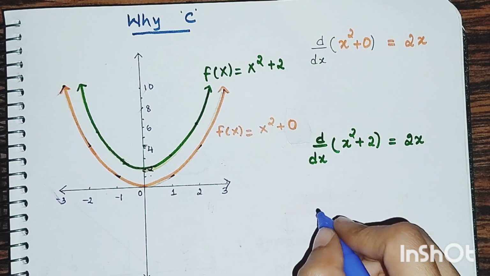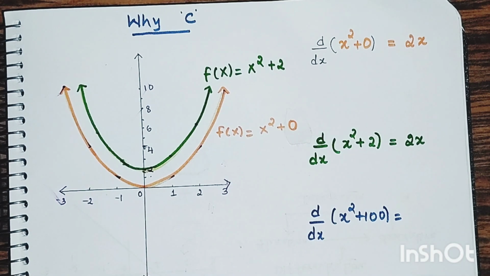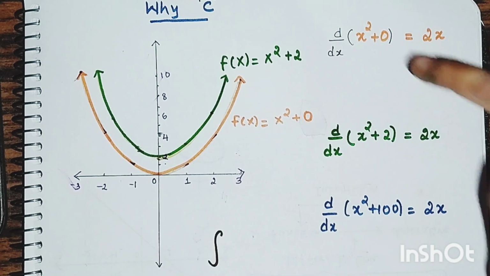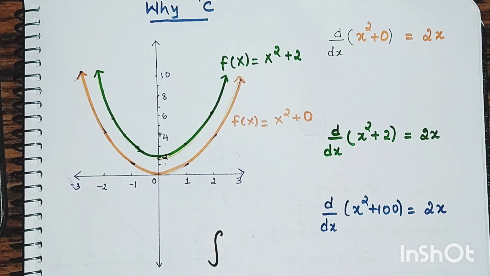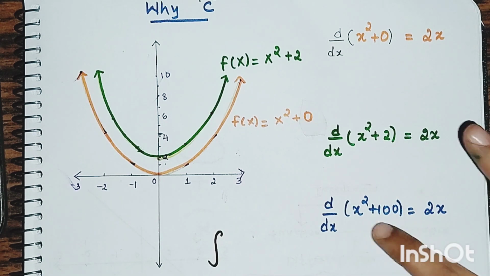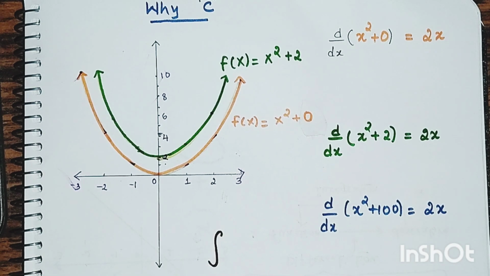Just for your information, differentiate x square plus 100. What will you get? The derivative of x square is 2x, plus the derivative of 100 is 0. So you are just left with 2x, right? So what can you observe in this? There are 3 different functions, but the derivatives are all the same, right? The derivative of x square is 2x. The derivative of this function is also 2x. The derivative of this function is also 2x. Different functions, same derivative. That's okay, no problem. In the differentiation chapter, that's what we learned, right?